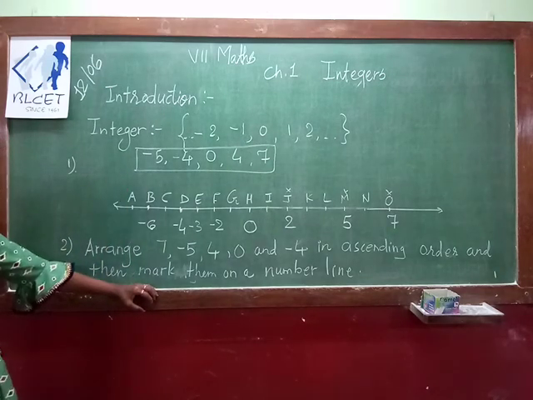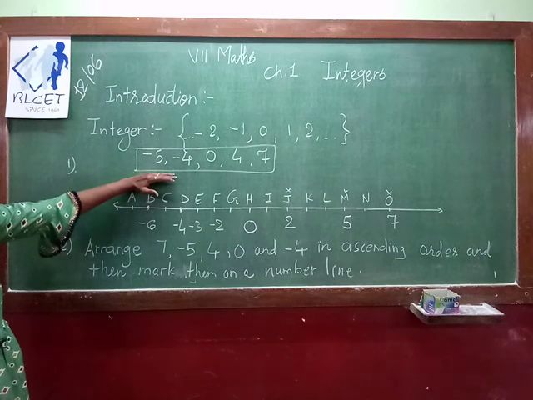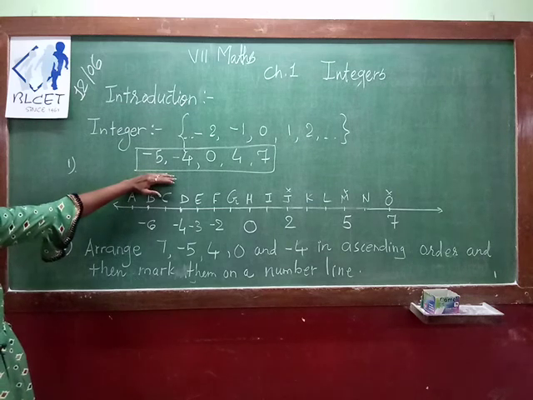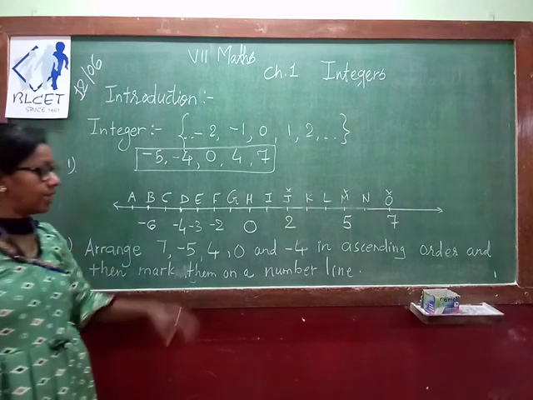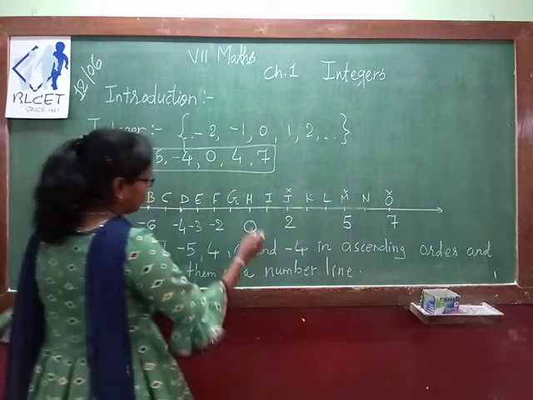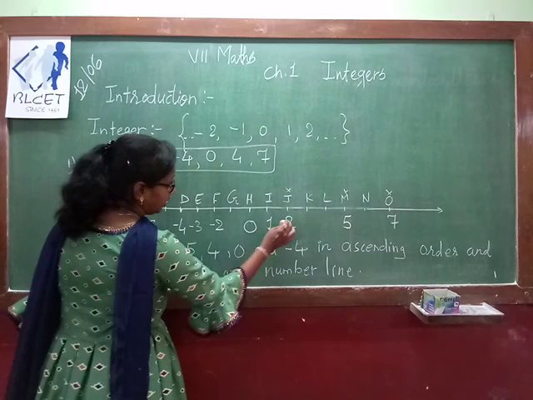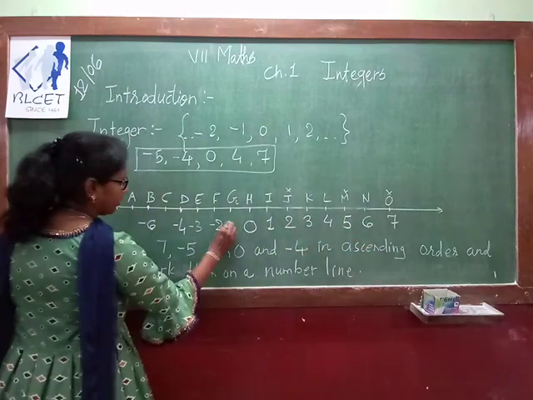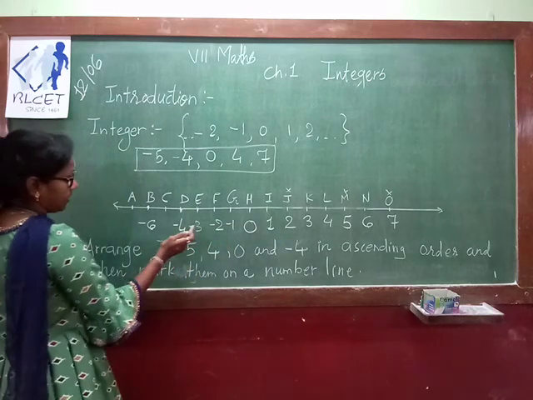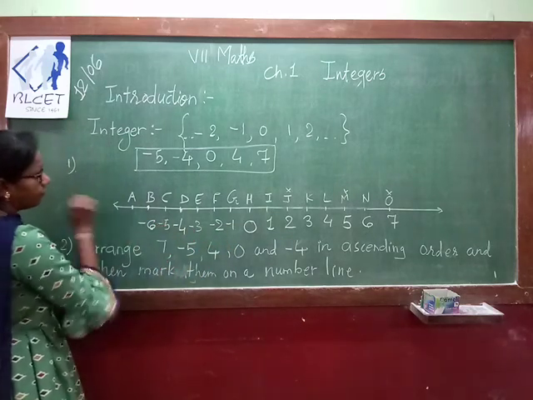Now what is the question? We have to check whether whatever answers we have written are correct or not with the help of this number line. So whatever numbers are not mentioned, we will mention. So 0, 1, 2, 3, 4, 5, 6. Here it is minus 1, minus 2, minus 3, minus 4, minus 5.